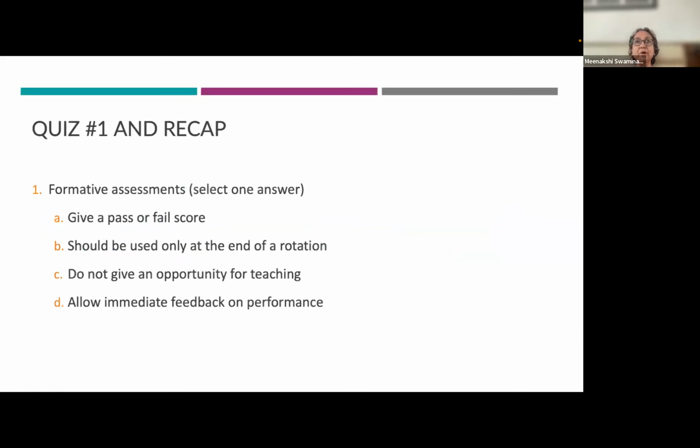So we just talked about formative and summative assessments. So here the question is, formative assessments. Select one answer. A, give a pass or fail score. B, should be used only at the end of a rotation. C, do not give an opportunity for feedback, and allow immediate feedback is number D. And what is your choice?